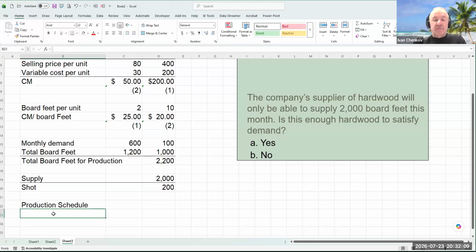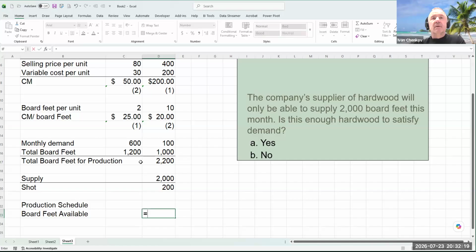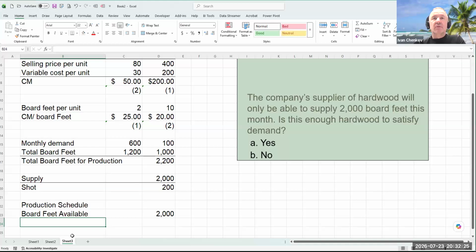Board feet available, we have 2,000 only. That's how much our supplier can provide. So what we're gonna do with the first 2,000 board feet? First, we're gonna produce the entire demand for the table.